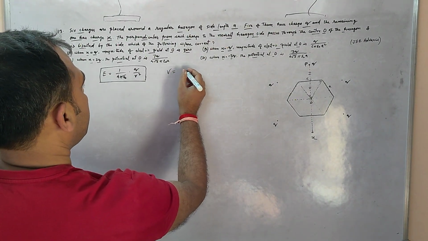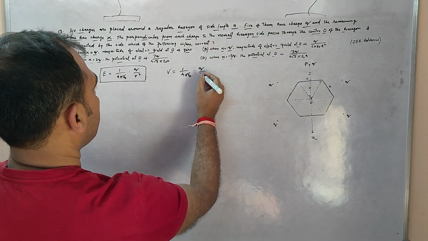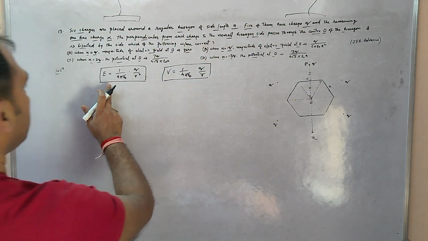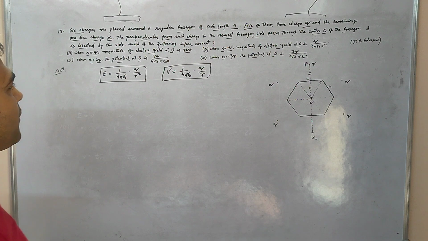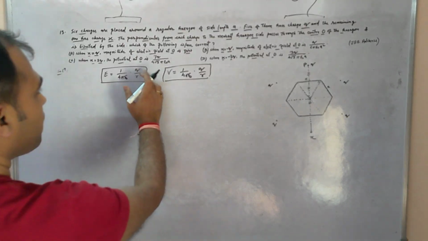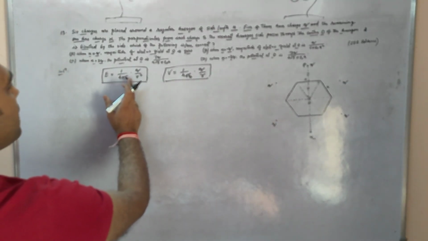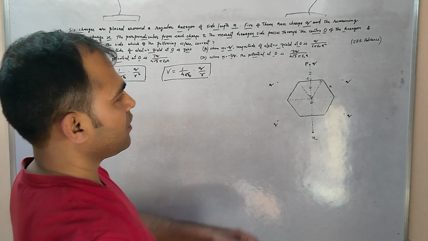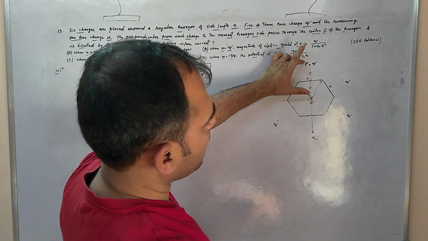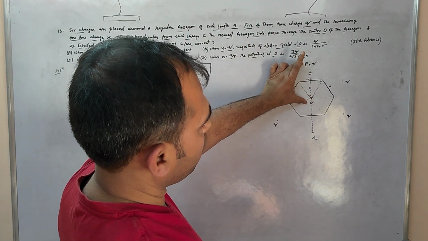Similarly, potential V is 1 upon 4 pi epsilon naught Q by R. Everyone knows these two formulas for electric field and potential. Now we have the value of Q given here. But what will be the value of R? That is the distance from the point charge Q to the point where electric field or potential we have to find. So we have to find the value of OP.